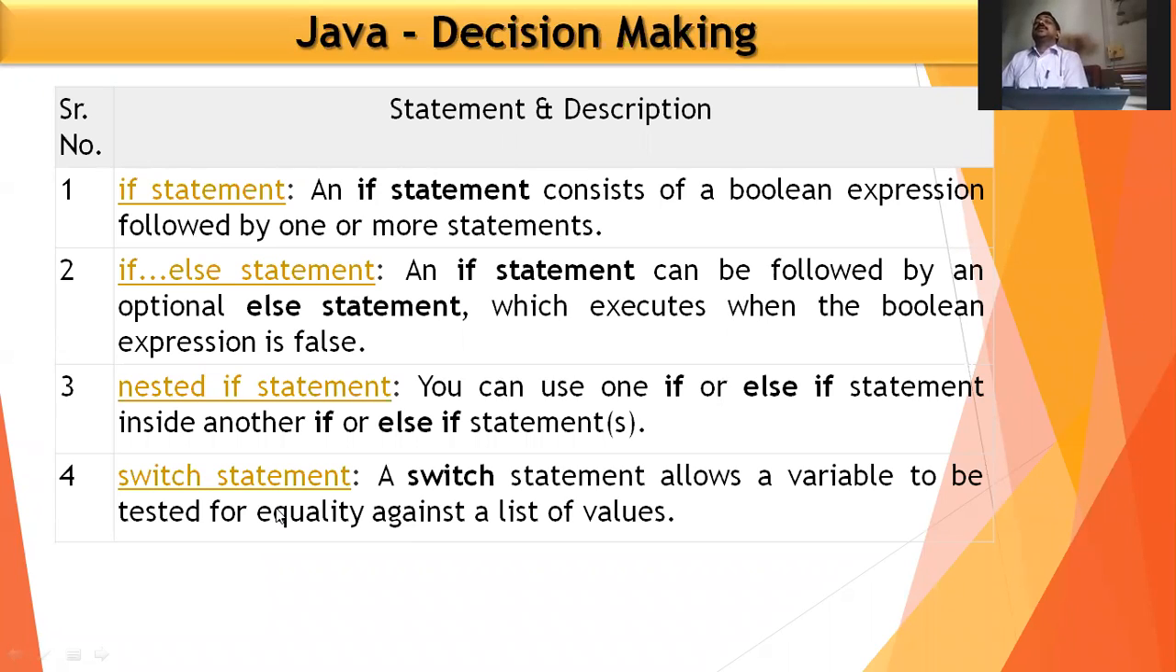A switch statement allows a variable to be tested for equality against a list of values. So we have to provide the list of values in the switch statement, and the switch statement will get executed first, and then the particular value in the switch statement will be tested for equality against all this list of values. So that is the switch statement. All of these are decision making statements.